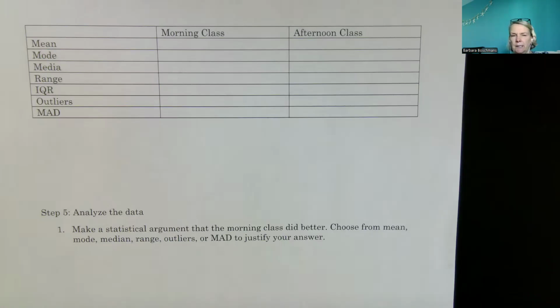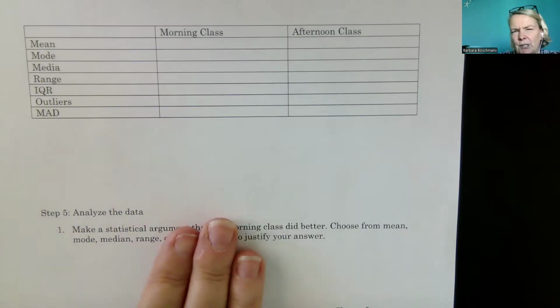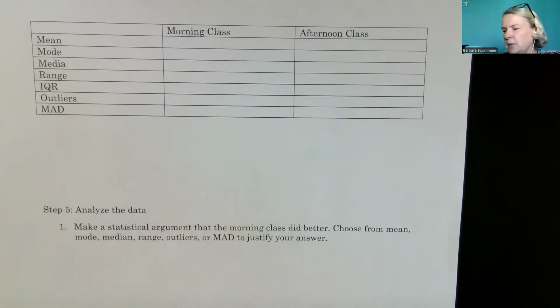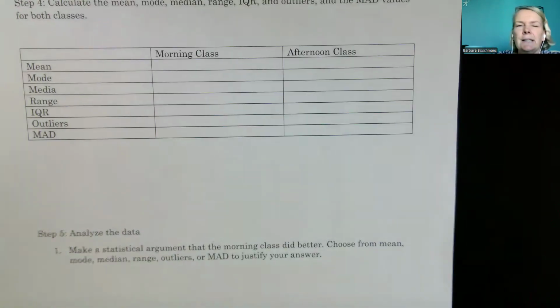So this is really putting it all together. You want to think about which class did better based on the statistics. You can also kind of look at your graph, but when you're answering these questions in step 5, make sure you use the analysis from step 4.